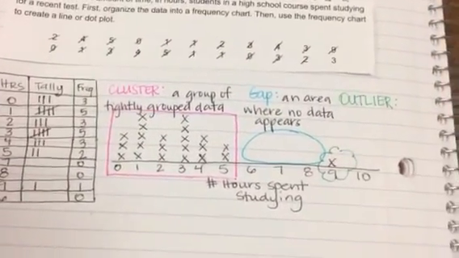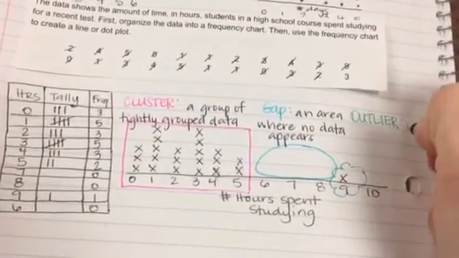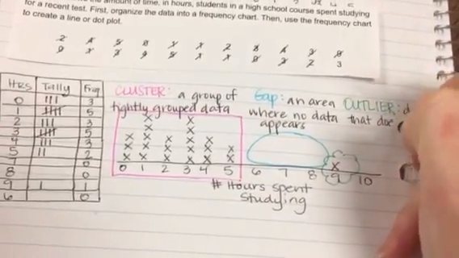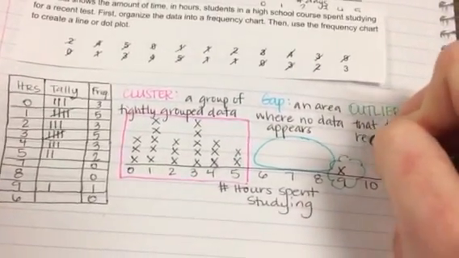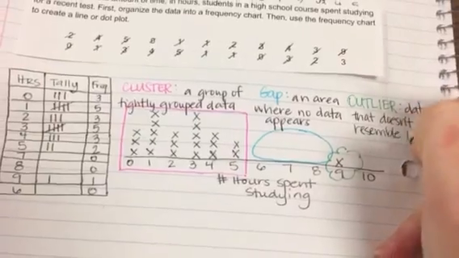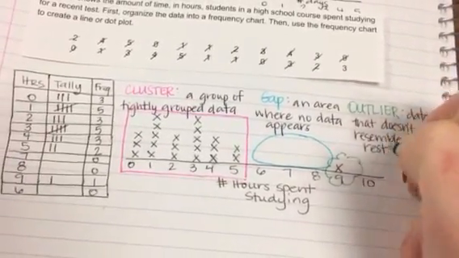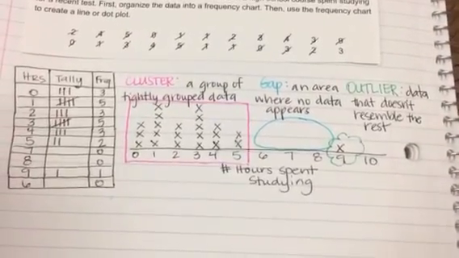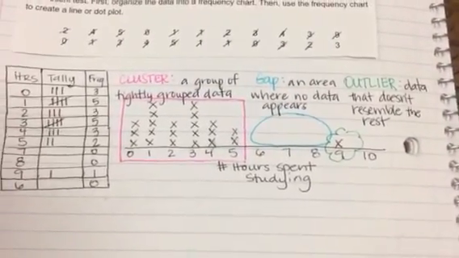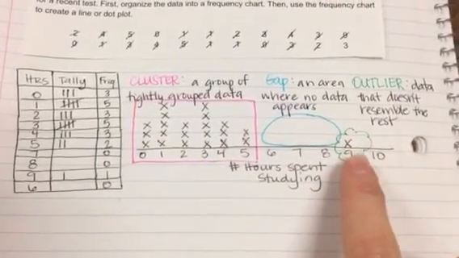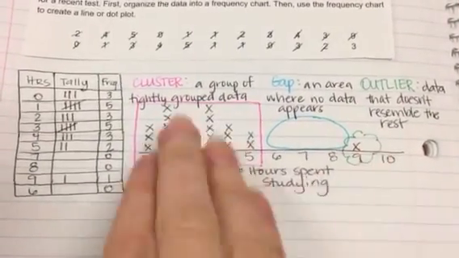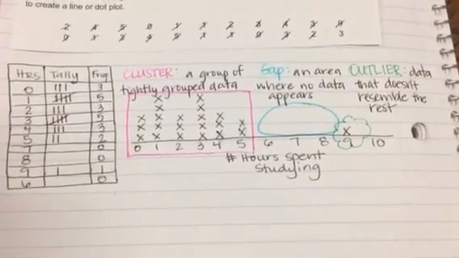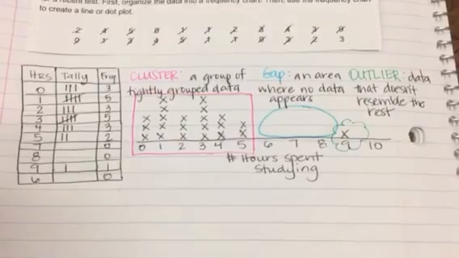O-U-T-L-I-E-R. An outlier is a piece of data that doesn't resemble the rest. And there's actually a mathematical formula that you can use to determine if a number is an outlier or not, but we're not going to get into that today. You can basically spot an outlier if it seems to not really fit with the rest of your data. So those are some important parts of data distribution that you have to know about.